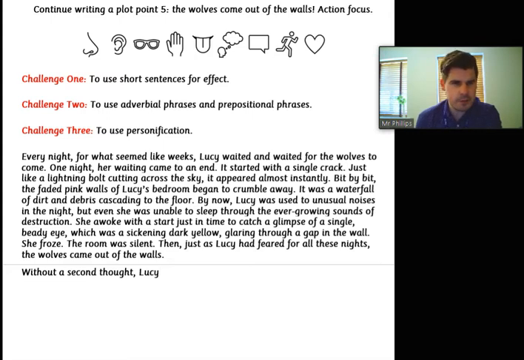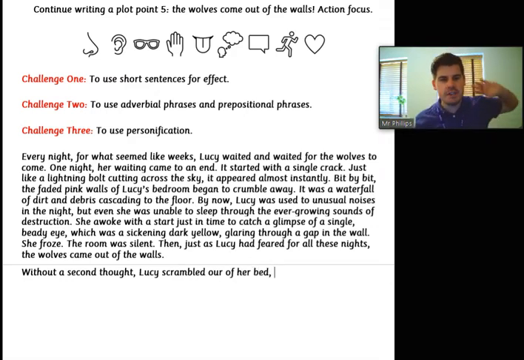the bed. Was it? No, it wasn't. It was year 1, year 2. We looked at the word scrambled in our reading comprehension yesterday, and it's like a desperate, panicky movement, okay? So I'm going to use that now. Without a second thought, Lucy scrambled out of her bed. And maybe she's flailing and kicking her legs backwards to keep the wolves away. Without a second thought, Lucy scrambled out of her bed.